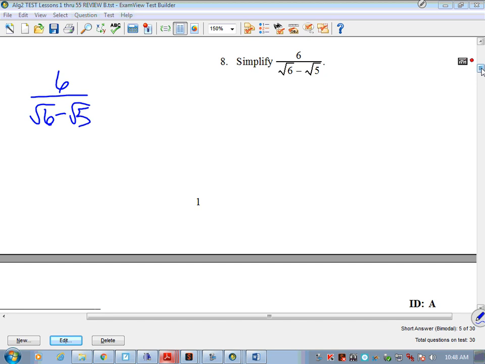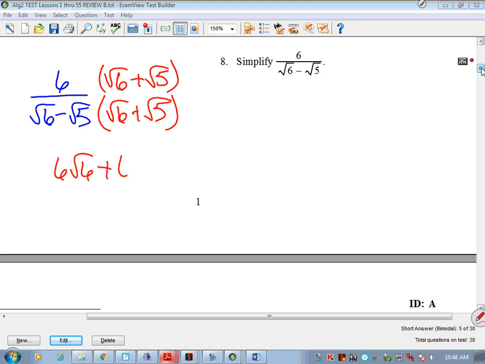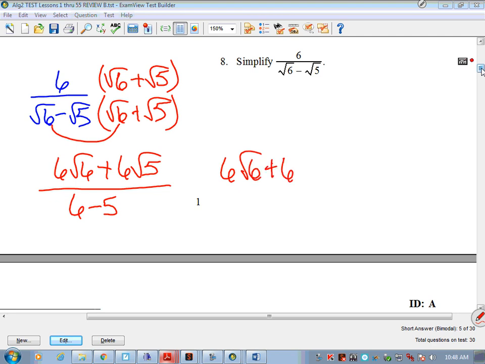So we're going to multiply by radical 6 plus radical 5 over radical 6 plus radical 5. Okay, that's going to give me 6 radical 6 plus 6 radical 5 on the top. On the bottom, I'm going to get 6 minus 5, which is 1. So my answer is 6 radical 6 plus 6 radical 5.